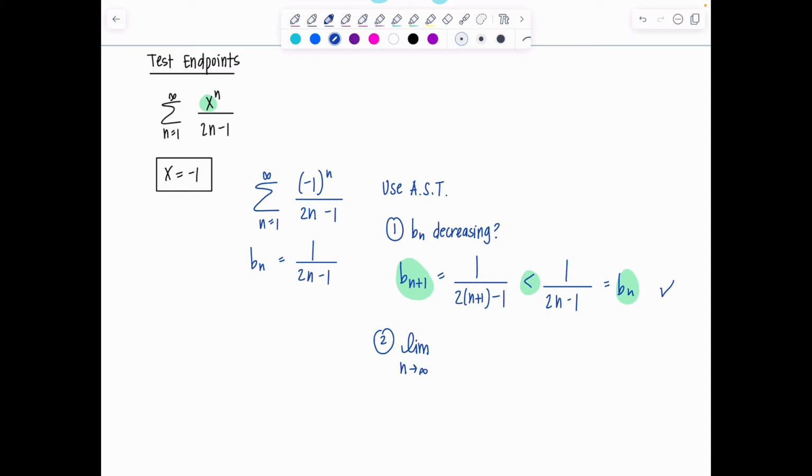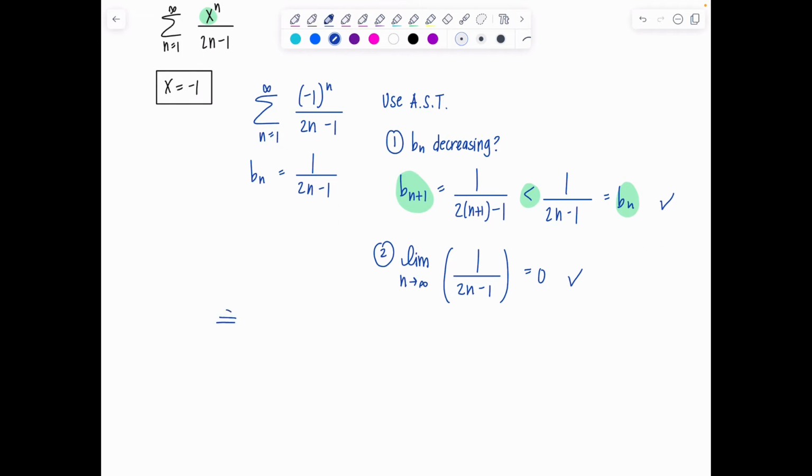Second condition, do you remember? Yes, we look at the limit as n goes to infinity of b_n. In this case, I have a constant over infinity. Anytime you have a constant in the top and the denominator is getting very, very big, this thing's going to 0. And that's the second condition I needed to satisfy.